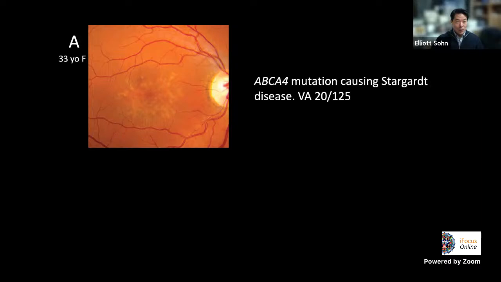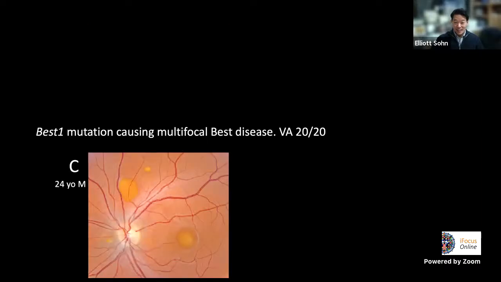We're going to the next one that's not a macular dystrophy. It's C. So C is actually multifocal Best's disease. It kind of looks like Best's disease if it was only this lesion in the macula, but I threw you off with these other lesions here that are not in the fovea. This patient does have a BEST1 mutation, and this is a subtype of Best's disease called multifocal Best's disease. Vision's 20/20.